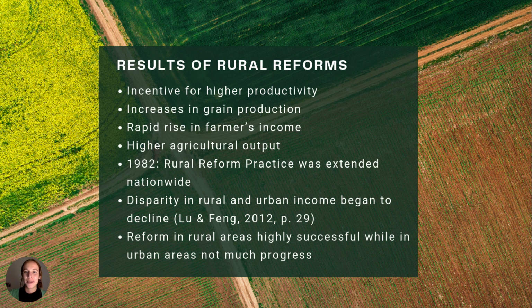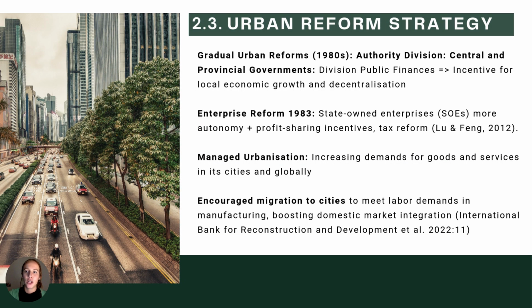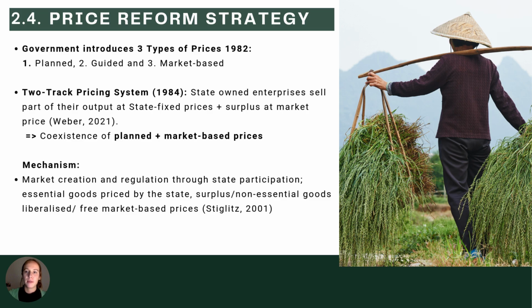Rural reforms led to increased grain production and reduced rural-urban income disparities. However, urban reforms lagged behind initially. The urban reform strategy's most important element was the authority division of managing public finances between the central government and the provincial governments. Migration to cities was encouraged to meet the rising labor demands. Price reforms introduced a two-track pricing system where essential goods remained state-controlled while surplus goods followed market pricing. This transition balanced state control with market liberalization.